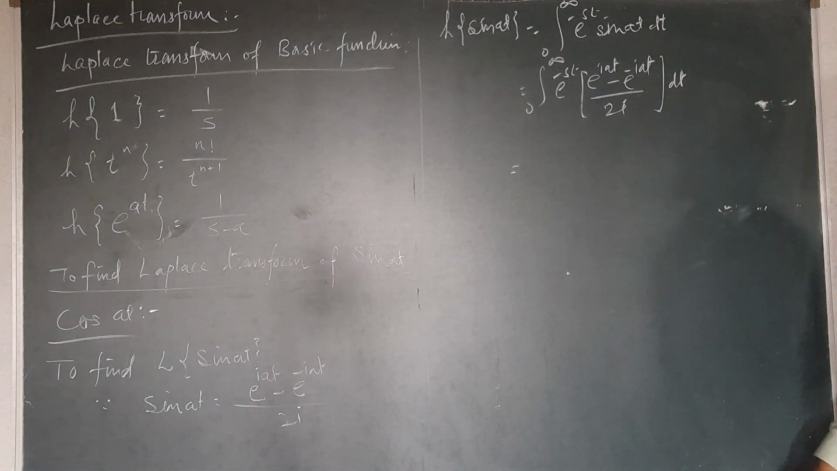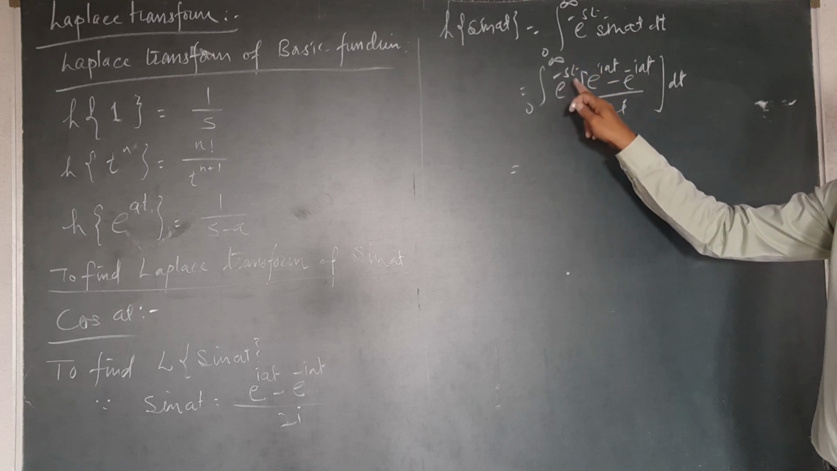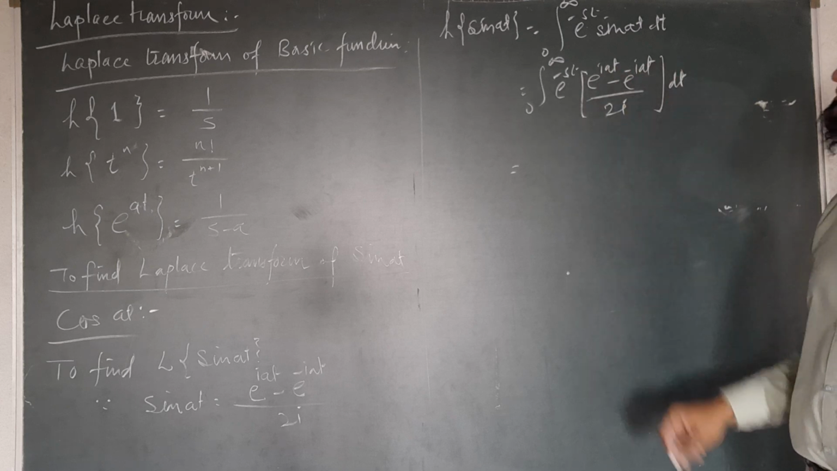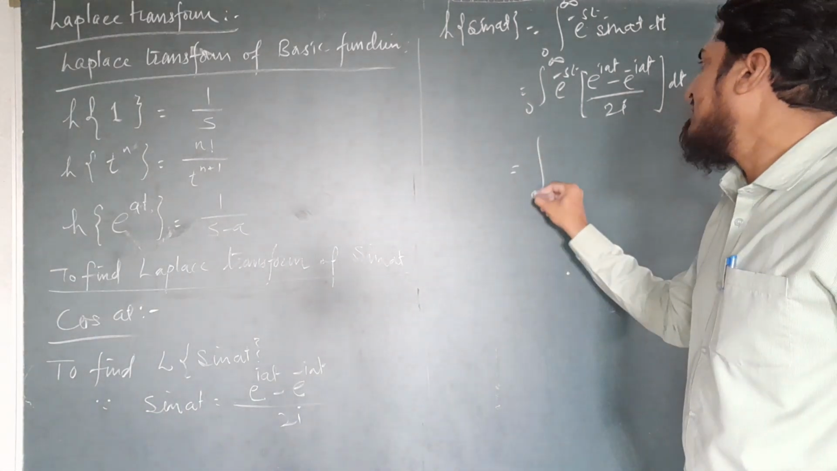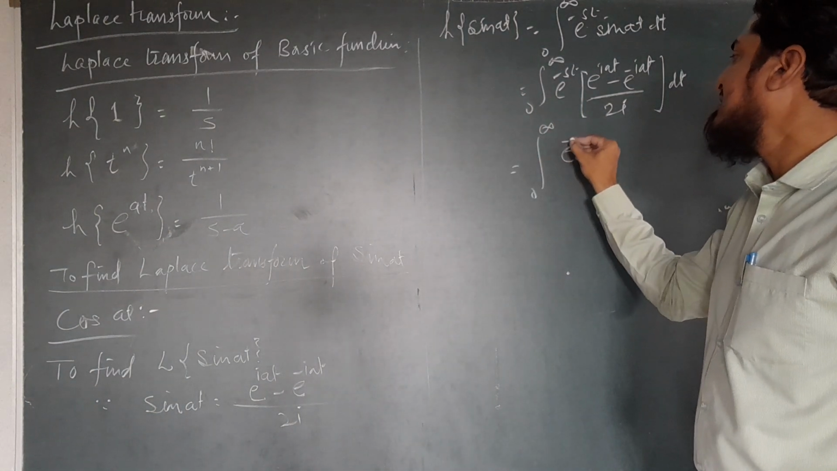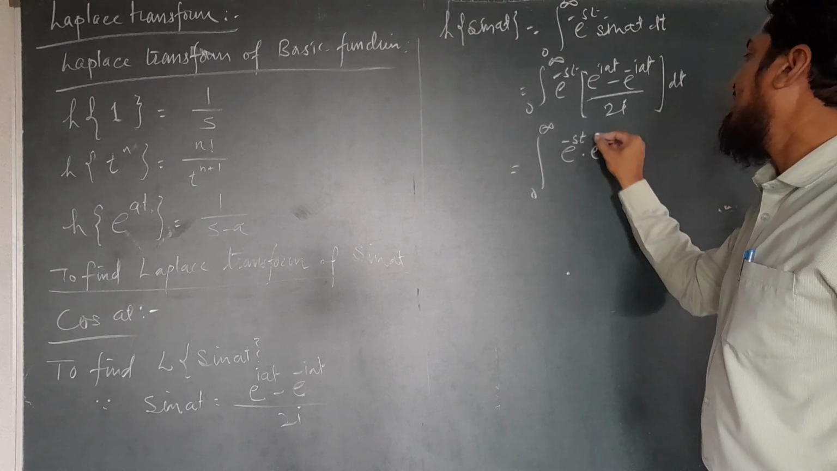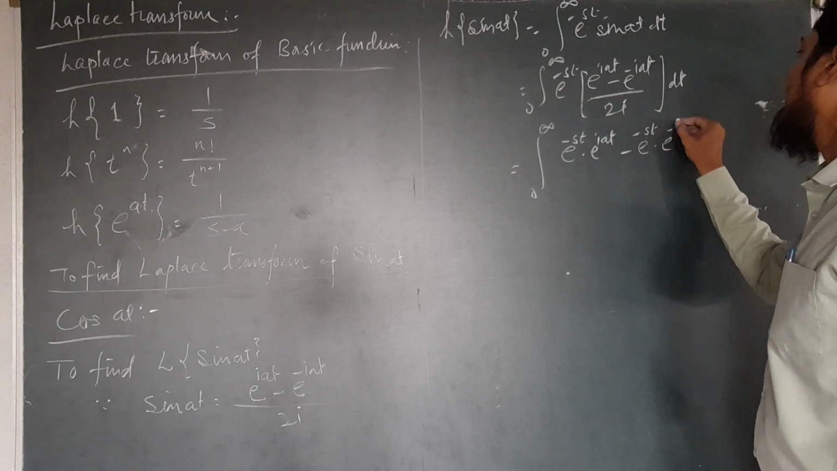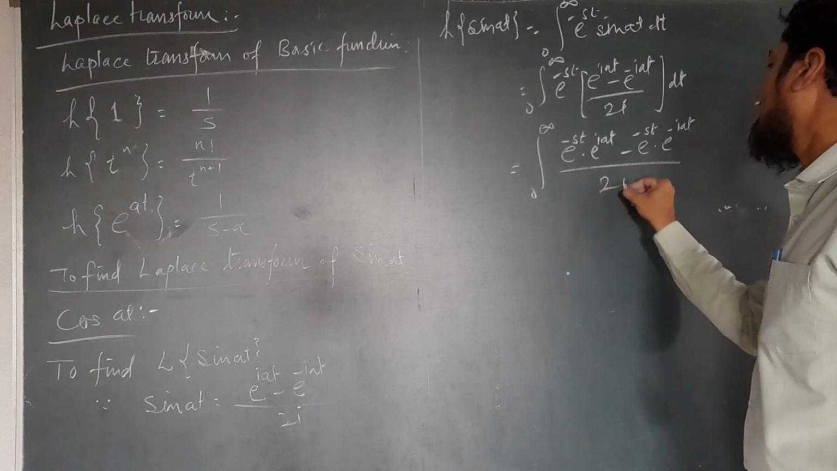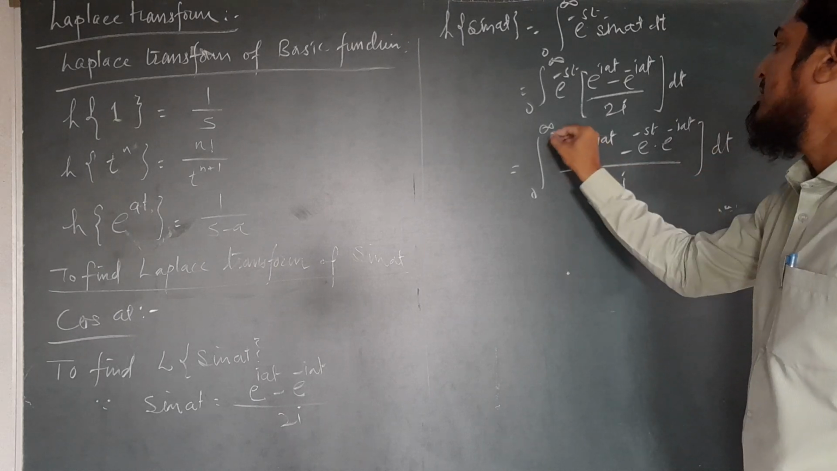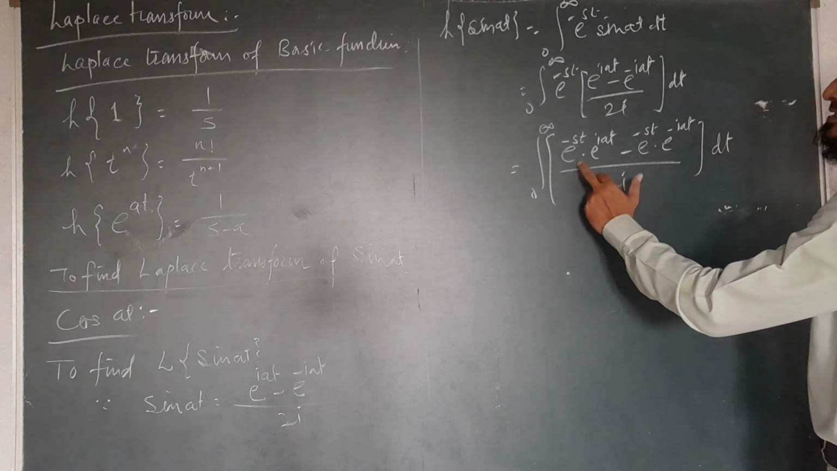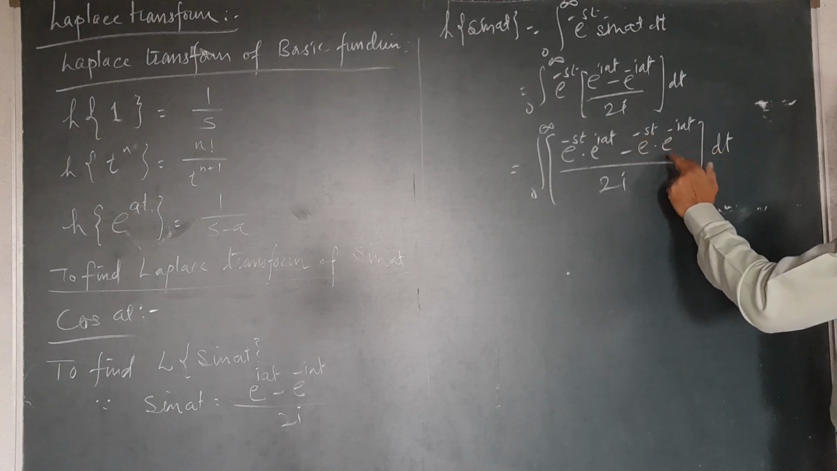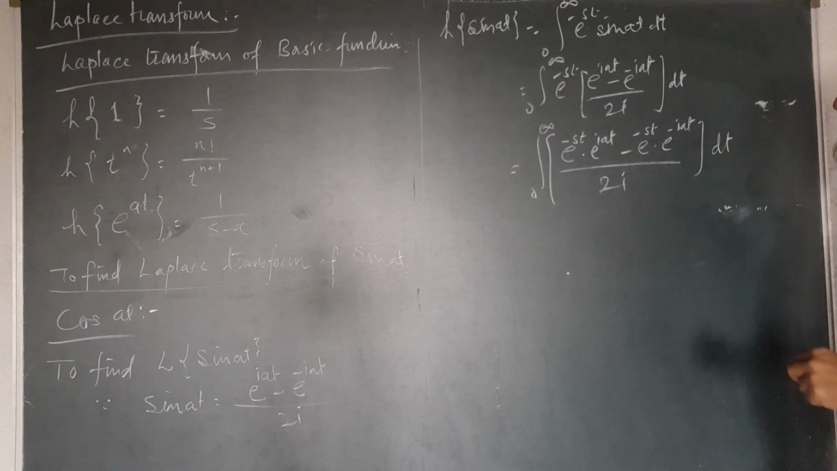Now we have integration from 0 to infinity e raised to minus st into e raised to iat minus e raised to minus iat upon 2i. So we can simplify this: e raised to minus st into e raised to iat minus e raised to minus st into e raised to minus iat upon 2i.